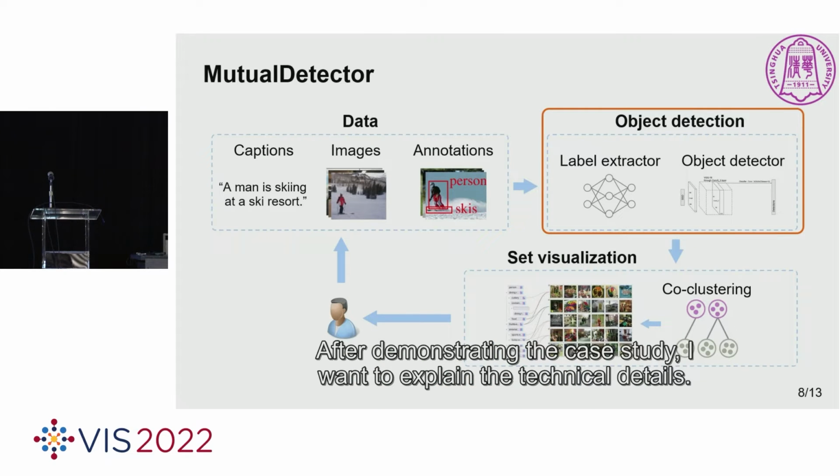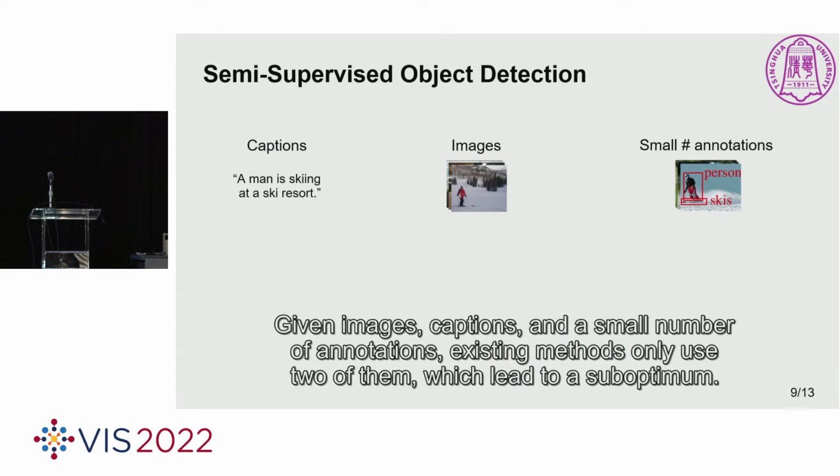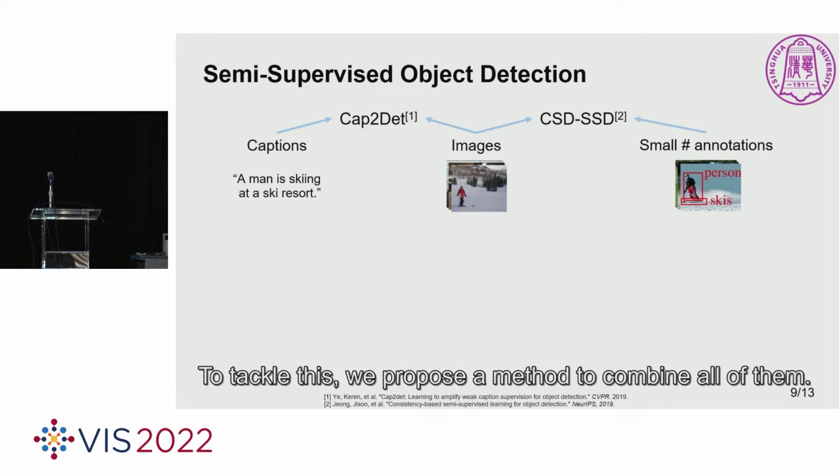After demonstrating the case study, I want to explain the technique details. First, I will introduce the object detection module. Given images, captions, and a small number of annotations, the existing method only uses 2 of them, which leads to suboptimal results. To tackle this, we propose a method to combine all of them.